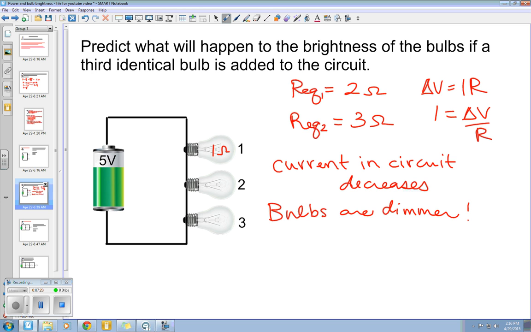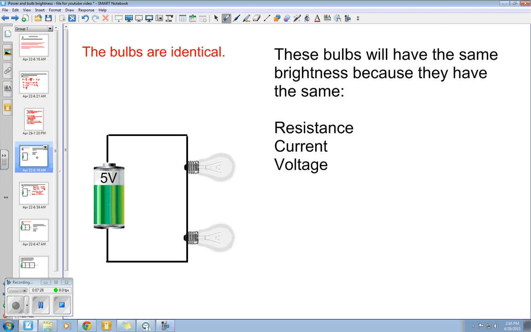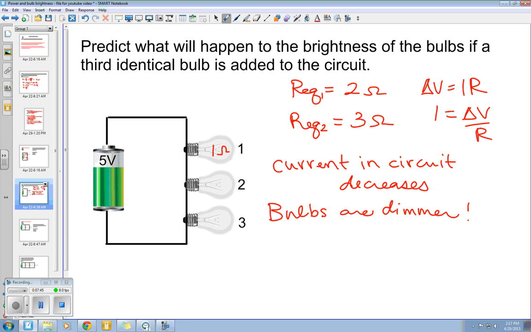We can also consider voltage. We know that the voltage drop across each of the components within a circuit has to equal the voltage drop of the battery. So since these are the same resistance, they're going to have the same voltage drop, 2.5 volts each. And same for this one.